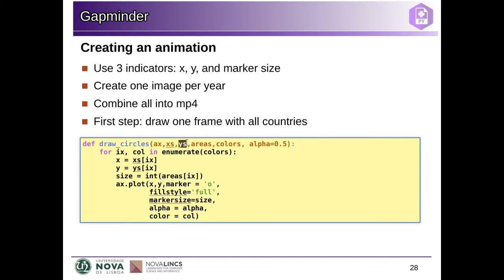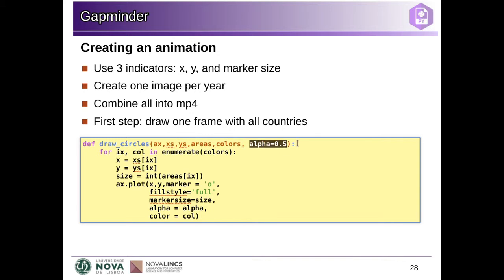In this case, they are just arrays, so one value for each circle that we're going to draw, and the area of the circle. This is the third indicator. The colors, these are all vectors of the same size. So the first value of X corresponds to the first value of Y, the first area, and the first color.